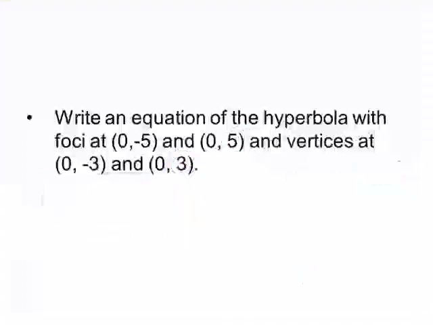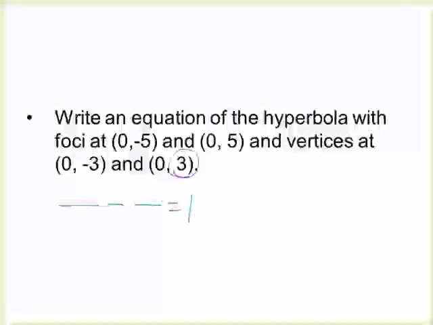Let's try another one. So our standard form is fraction minus fraction equals 1. What letter is going to come first, and how do I tell? Y is going to come first. How do I tell? Because the numbers are in the y position. So since our numbers are in the y position, y has to come first, and x has to follow. What's going to go under the y squared? 9. The vertex value squared.